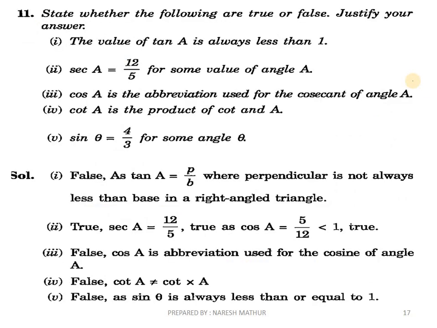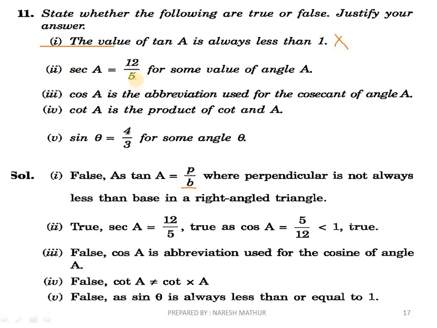Now at last we need to discuss some true and false. See, the first one says the value of tan is always less than 1. Now tan is the ratio of perpendicular and base, and we can't say that the perpendicular will always be greater than the base or always less than the base. So it may change. We can't say that it will always be less than 1. It means the statement is false.